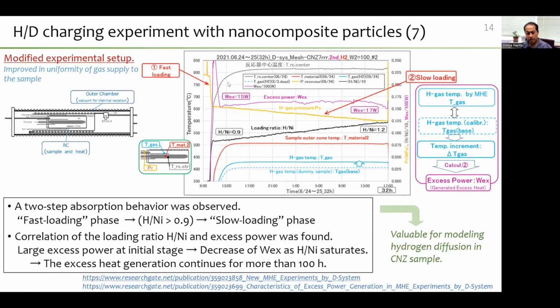It decreases, the loading ratio saturated here, decreases here, but it continues for more than 100 hours. I believe that these behaviors provide important hints for understanding what is happening in the process from hydrogen diffusion to the occurrence of the phenomenon.